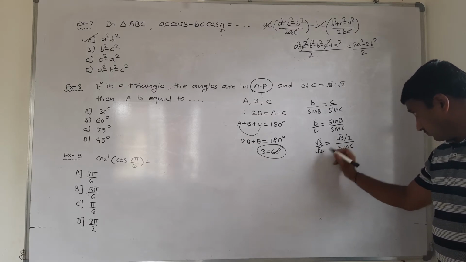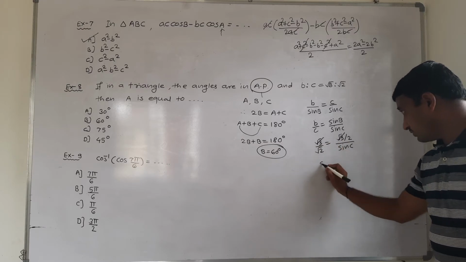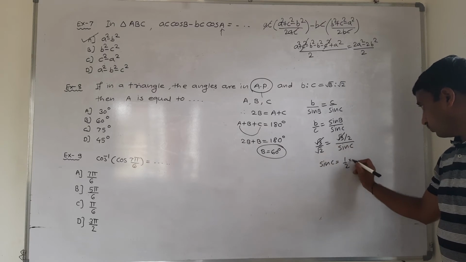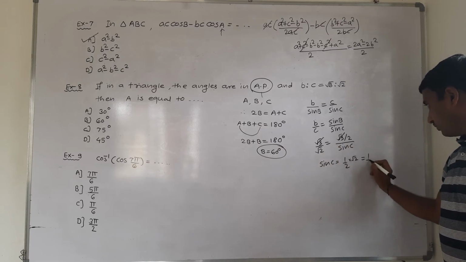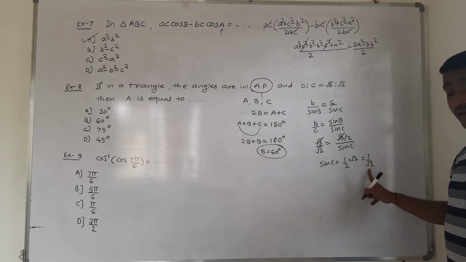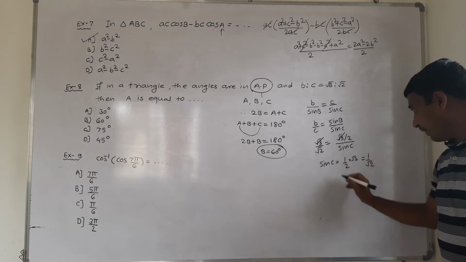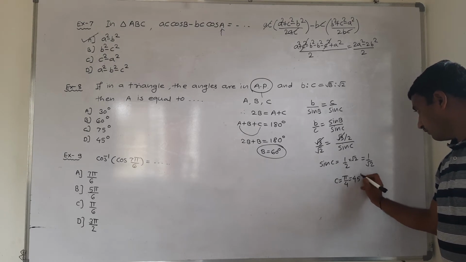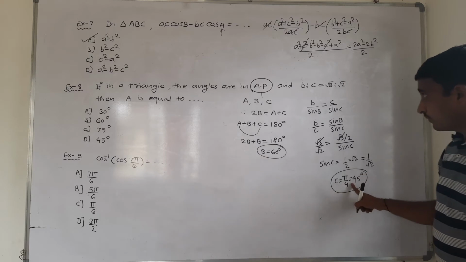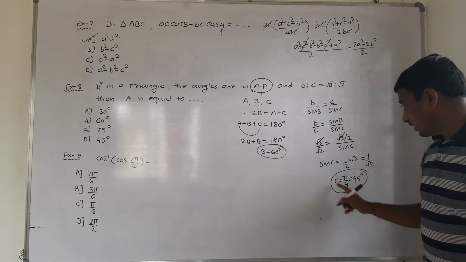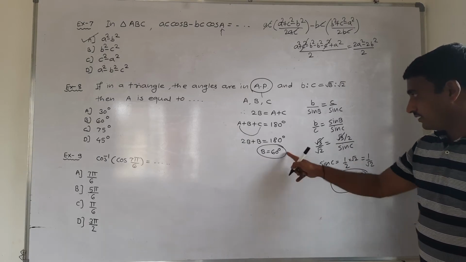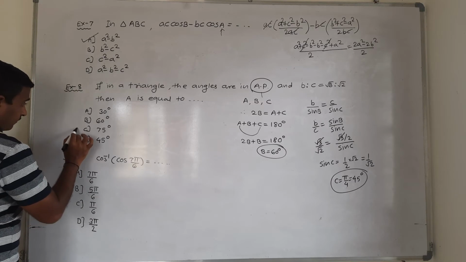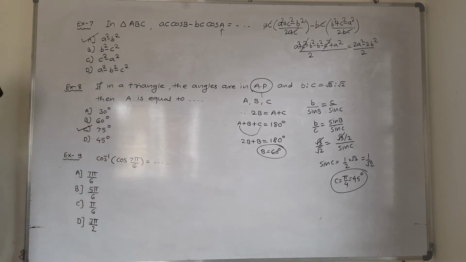Therefore root 3 gets cancelled, sine C is equal to 1 by 2, root 2 transferred, root 2 cancels, 1 by root 2. Sine C is equal to 1 by root 2, value pi by 4, therefore C is equal to pi by 4, that is 45 degrees. C is 45, B is 60, therefore B plus C is 105, therefore the remaining angle A is equal to 75 degrees. 60 plus 45 is 105, therefore 180 minus 105 is 75.